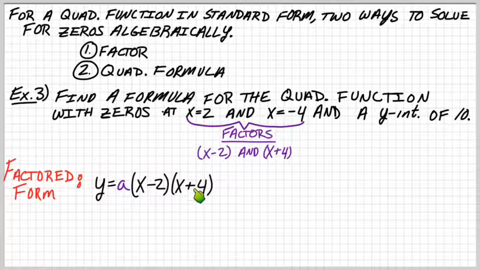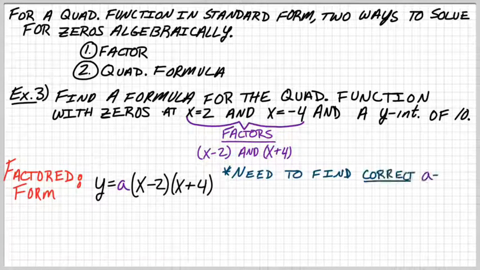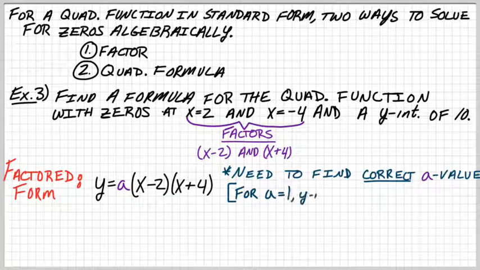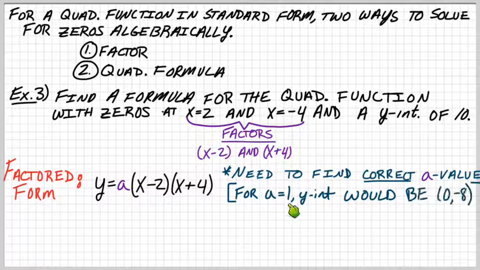And then here's the key that everyone always forgets: we don't know exactly what the a value was. That could be anything. And if you forget and you just don't put anything there, like I'm covering up with a hand right now, if you just leave it as x minus 2, x plus 4, plug a 0 in for x and see what the y-intercept would be. The y-intercept would actually be -8. So we need to find the correct a value. People always forget that part. If you just left it as a equals 1, the y-intercept would be 0, -8, and that is simply wrong. So that gets a sad face.